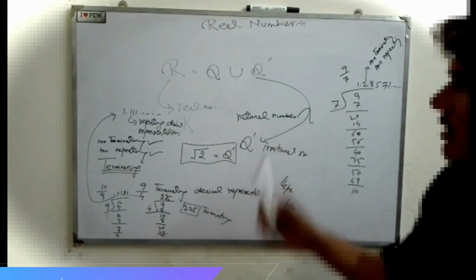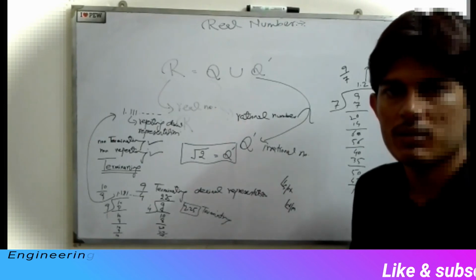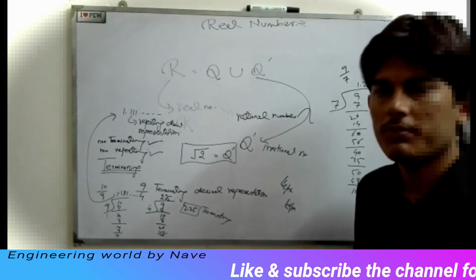So this is the whole description of real numbers, rational numbers, irrational numbers, terminating and repeating forms, and non-terminating and non-repeating forms.